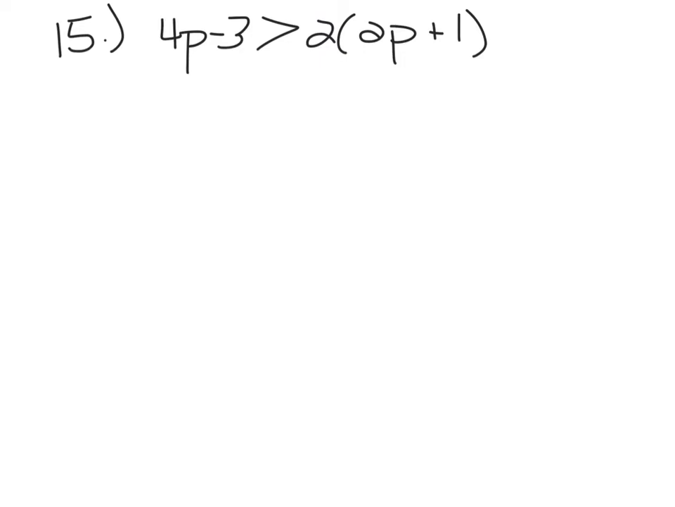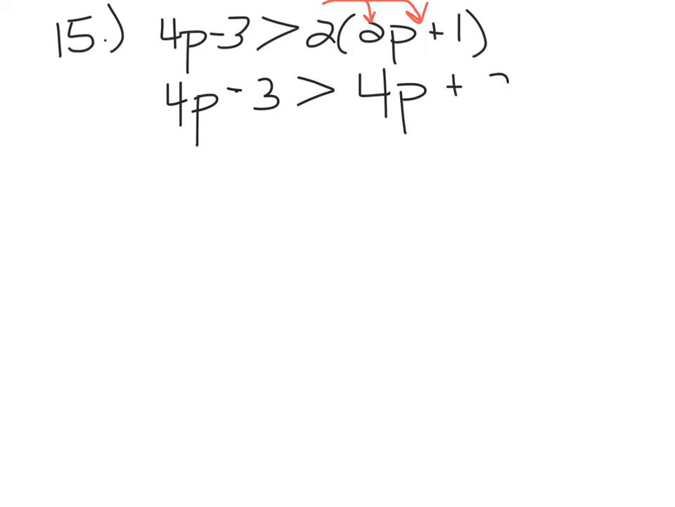Here's number 15. Number 15 should remind you of what we did in class on Friday. So the first thing that I need to do in order to solve this equation is I need to simplify both sides of the equation. So I need to distribute the 2 to everything inside of the parentheses on the right-hand side. And I get 4p minus 3 is greater than 4p plus 2.